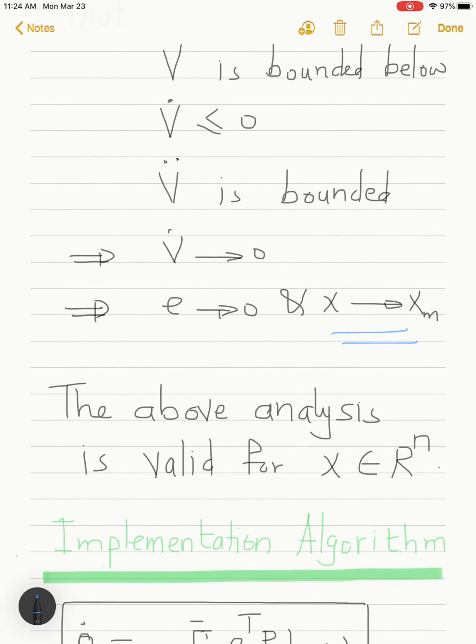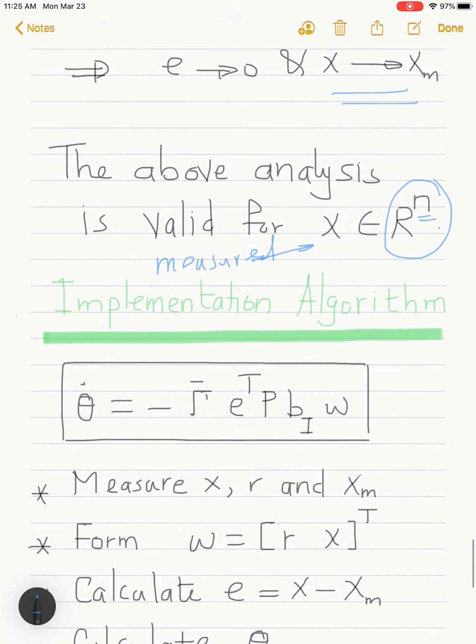We did the previous analysis assuming a third order system, but as I mentioned at the beginning, this is valid for any order n. However, there are some assumptions. The first assumption is that we assume that all states are measured. So this is a state feedback control design. The second assumption that we have made is that the system is in the linear form, and it can be put in the controllable form. So the derivation is based on the controllable form of the system representation.